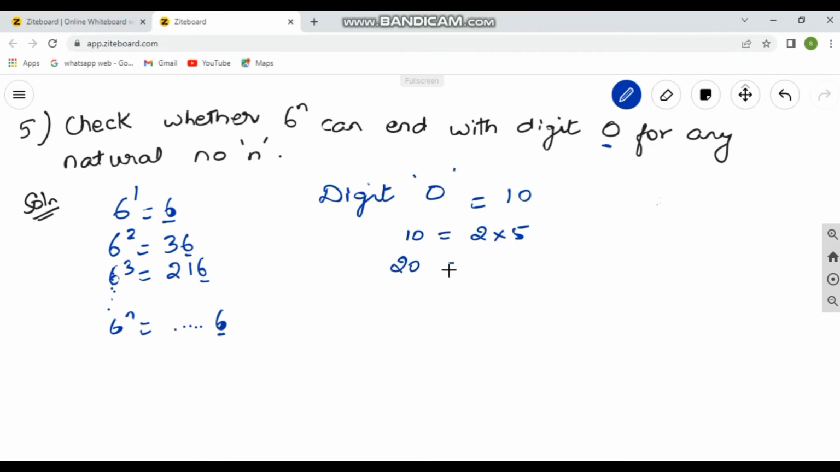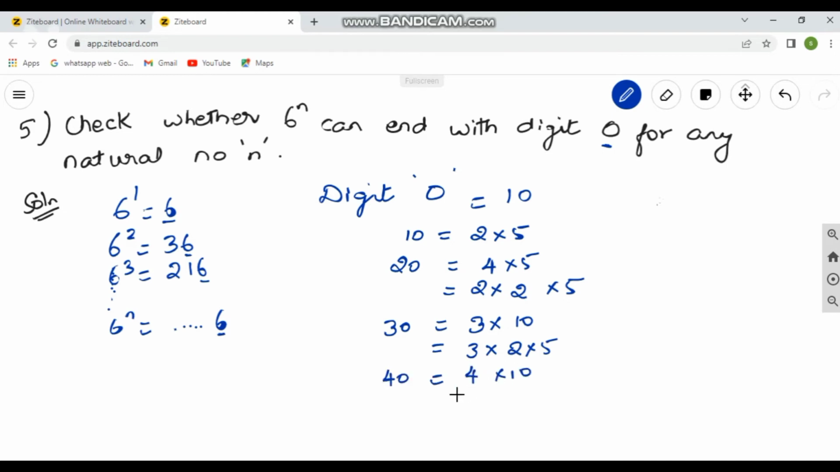Now consider 20. 20 we can write as 4 5s are 20. This 4 can be further simplified as 2 2s are 4. So 2 into 2 into 5. And if you consider 30, we can write it as 3 10s are 30, so 3 into 10, and 10 is 2 5s. Similarly, if you consider 40, we can write it as 4 into 10. This 4 can be further written as 2 into 2, and 10 can be written as 2 into 5.